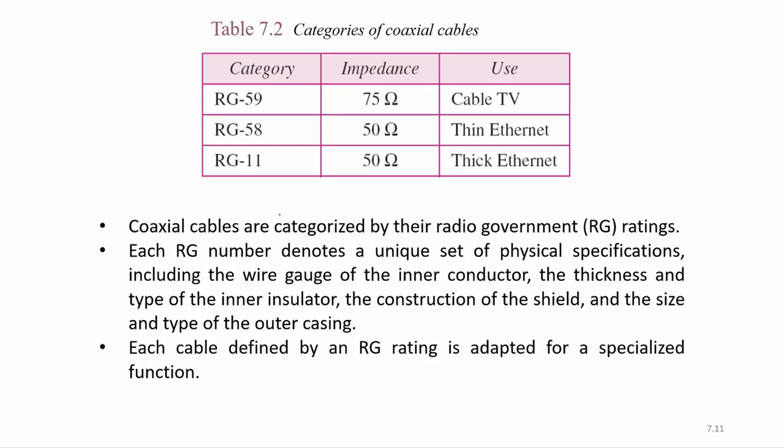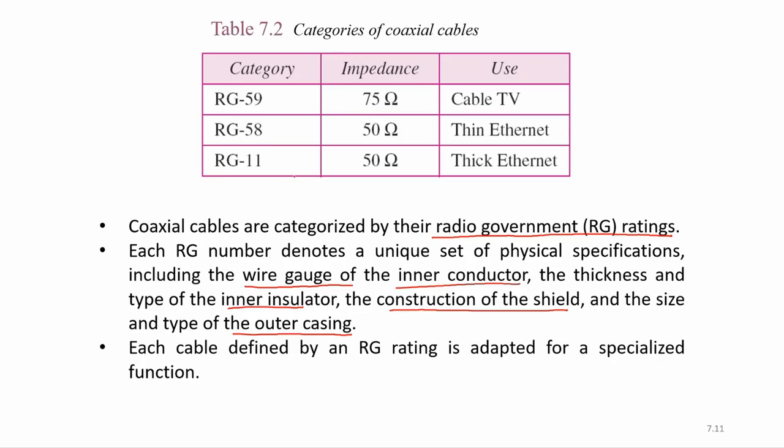Coaxial cables are categorized by their radio government rating, that is the RG rating. So based on the RG rating, each RG number denotes a unique set of physical specifications, including the wire gauge of the inner conductor, the thickness and the type of inner insulator, the construction of the shield, the size and type of the outer casing.